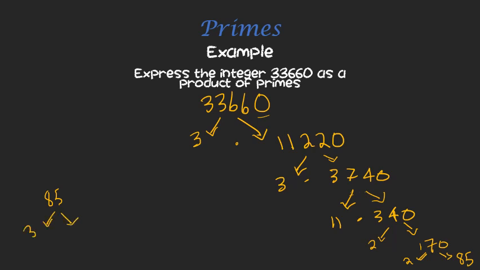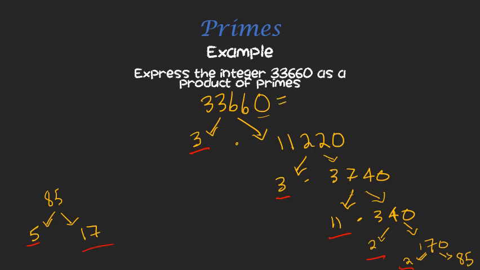And what do I get left? Oh, no, I can't pull a 3 out of 85. I can pull a 5 out of 85, I meant. So that's what, 17? And 17 itself is prime. And so 3,660 is 3 times 11 times 2 times 2 times 5 times 17. And so maybe I'll write that in descending order.